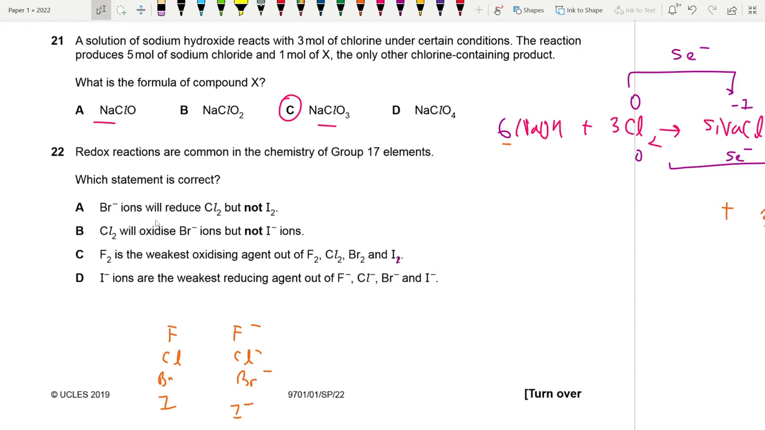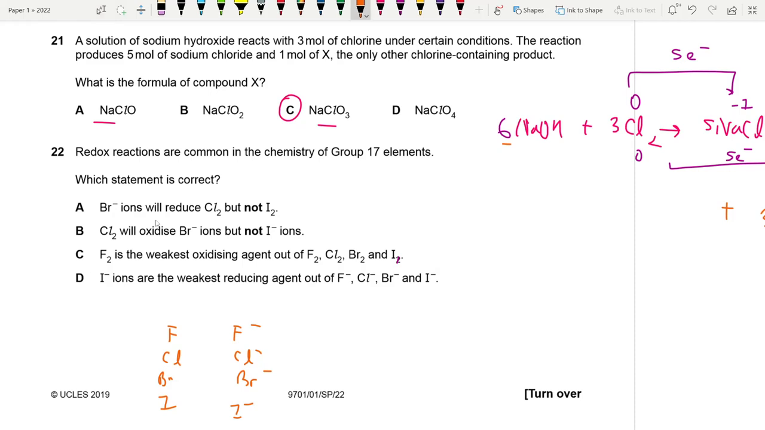Okay, so hear me out. If we think about oxidizing power, fluorine can oxidize chloride, bromide, iodide. Chlorine can oxidize bromide, iodide. Bromine can oxidize iodide but cannot oxidize chloride, for example. Now, if you're thinking about reducing power, iodide can reduce bromine, chlorine, fluorine. Bromide can reduce chlorine, fluorine, but not iodine.